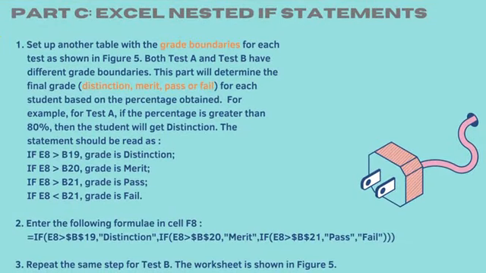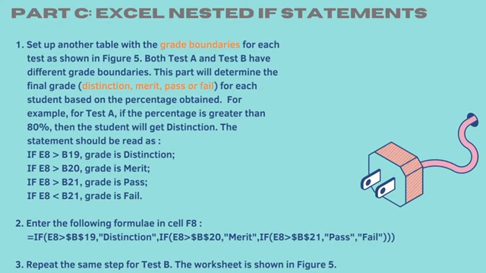Step 1. Set up another table with the grade boundaries for each test as shown in Figure 5 in the next slide. Both Test A and Test B have different grade boundaries. This part will determine the final grade, distinction, merit, pass or fail, for each student based on the percentage obtained. For example, for Test A, if the percentage is greater than 80%, then the student will get distinction. The statement should be read as, if the value in cell E8 is bigger than the value in cell B19, grade is distinction. If the value in cell E8 is bigger than the value in cell B20, grade is merit.